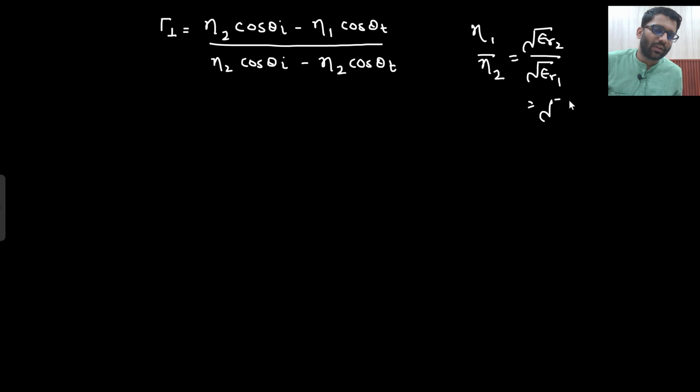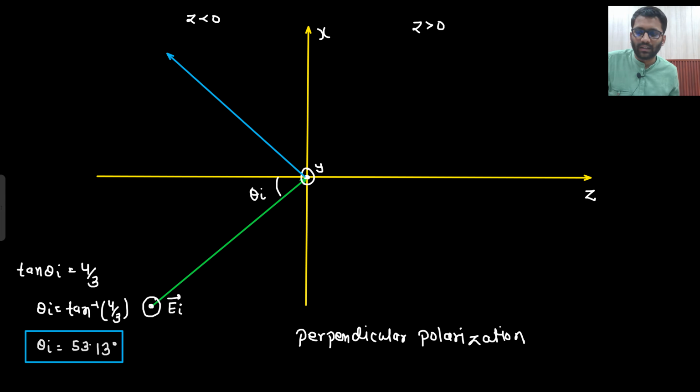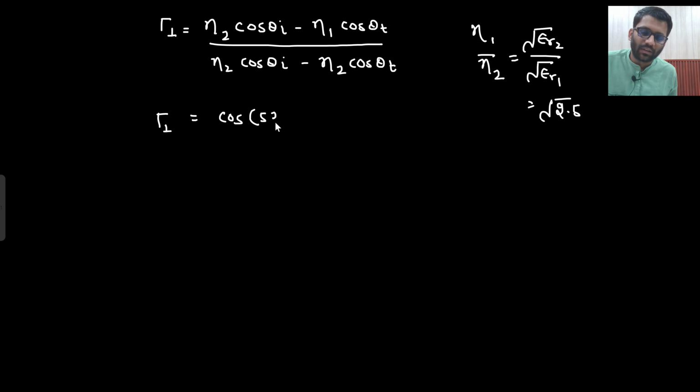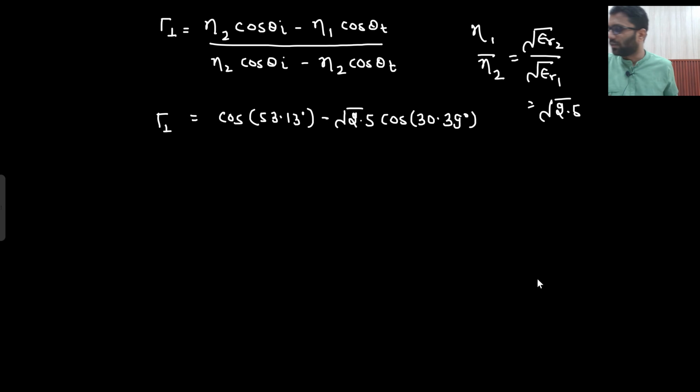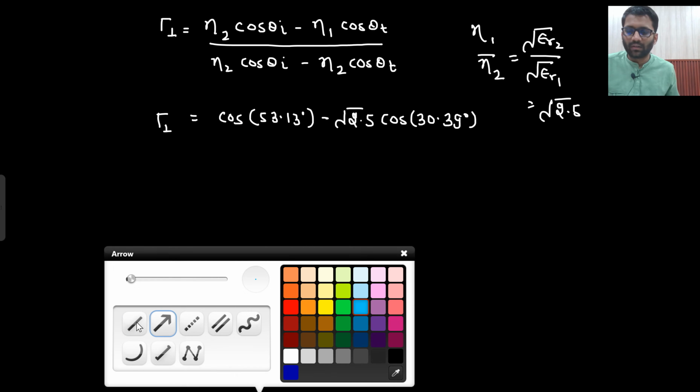What is under root epsilon r2? Under root 2.5 only, right? And under root of epsilon r1 is 1 only. So basically you just need to apply the formula and keep going. That's it, nothing else. People needlessly think that it is tough, but it is not tough. Cos theta I, what is theta I here? 53.13. Cos 53.13 minus eta 1 by eta 2, which is under root 2.5, and cos theta t is 30.39 degree, right? 30.39 only.